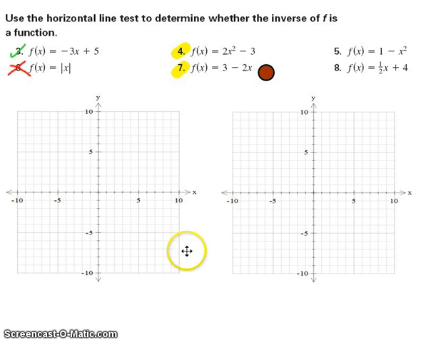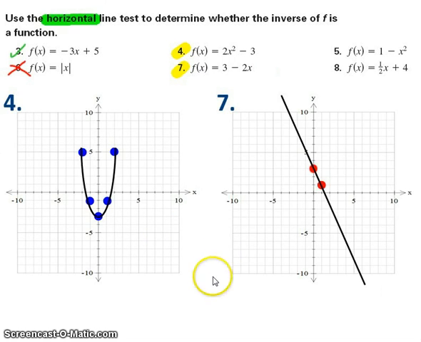Okay, I'm going to show you the answers now. For, oh, I've got these backwards. No, I do have them in the right order.